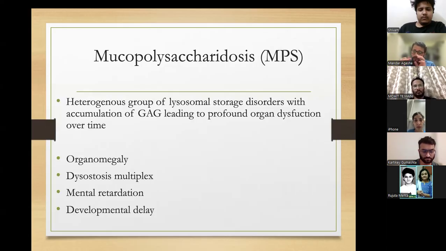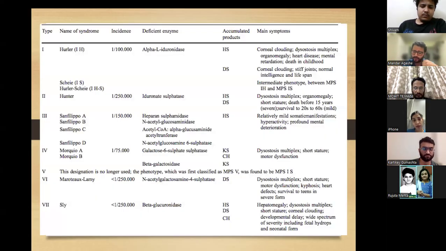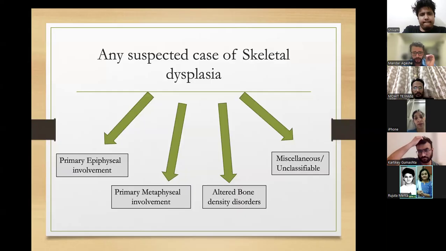So organomegaly, skeletal dysplasia, mental retardation, and developmental delay is a typical quartet of symptoms of the conditions which are mucopolysaccharidosis. There are a number of types of MPS. I had mugged it up when I was in MBBS, but I forgot it the day I passed my MBBS. But the commonest is Morquio syndrome, as we all know. Once you diagnose MPS, you refer to the geneticist and the pediatrician, because there are significant systemic issues that can be life-threatening in some conditions. So the life expectancy also is very important to be considered.